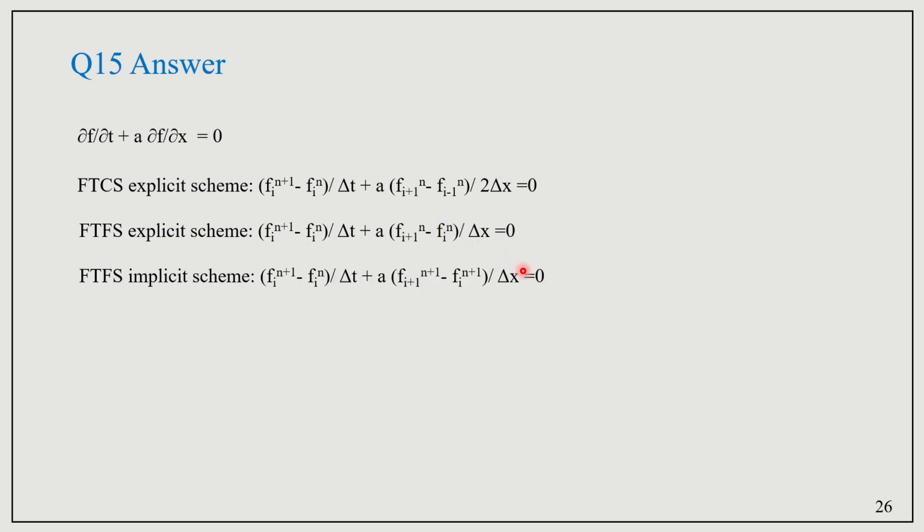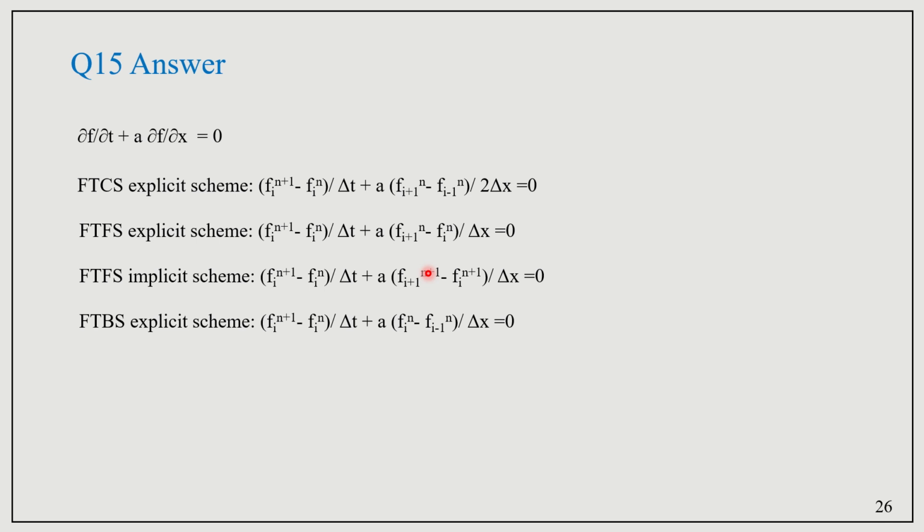So I haven't given it, but still okay. FTFS is an implicit scheme, this is an explicit scheme, this is an implicit scheme. So what is varying, rather than keeping it at nth time step, we will be using the n plus 1th time step for the implicit scheme, and we will be taking the average also in certain cases wherever required.